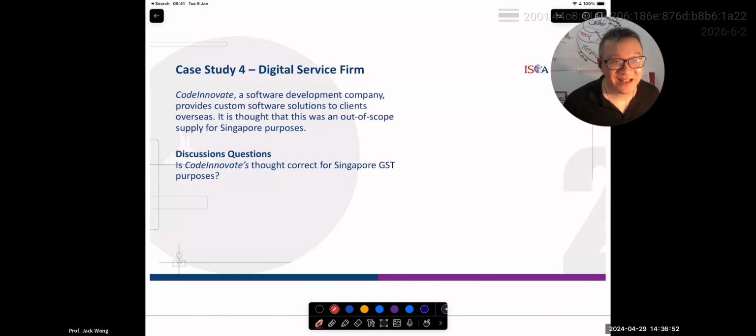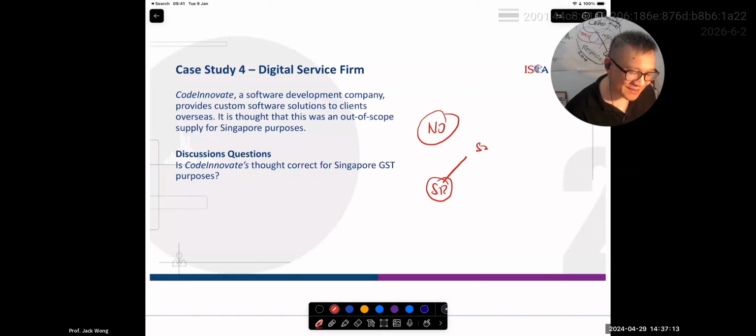It's thought that this was an out-of-scope supply for Singapore GST purposes. Is that true, everybody? The answer is no. Code Innovate is a service provider belonging in Singapore. So it is thought that it's out of scope, but in actual fact, it's not. It's actually a standard rated supply unless it falls within Section 21(3), which might potentially be IS, International Services, and then it can be zero rated.